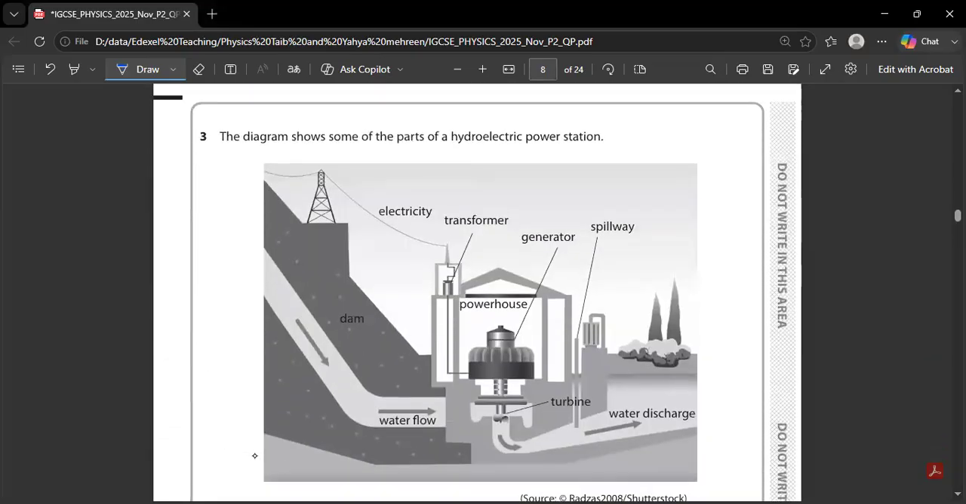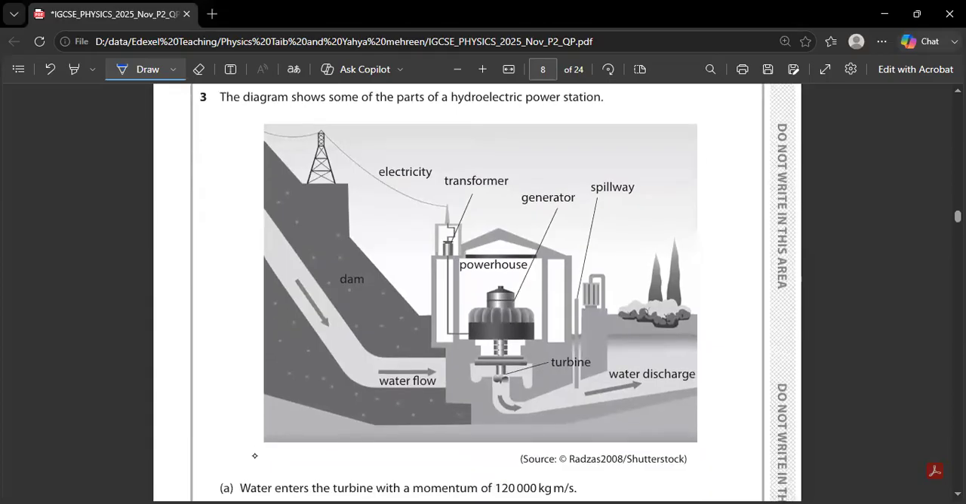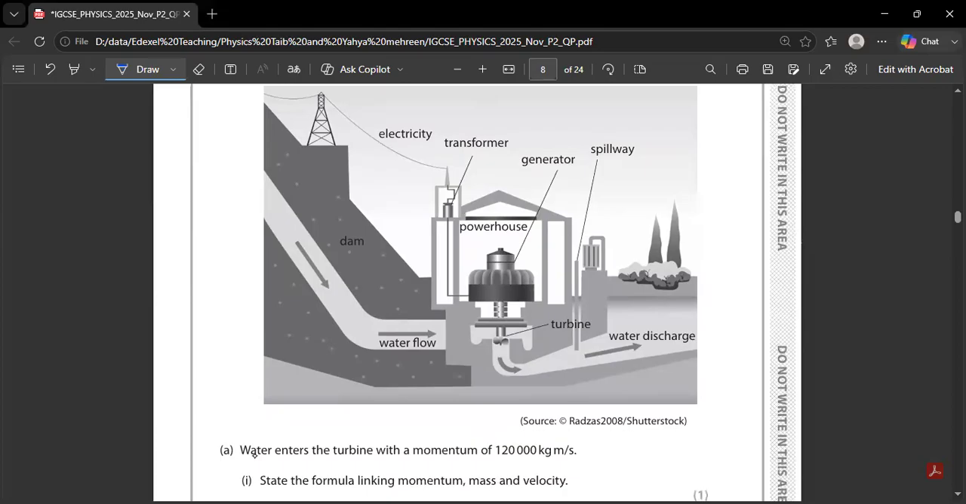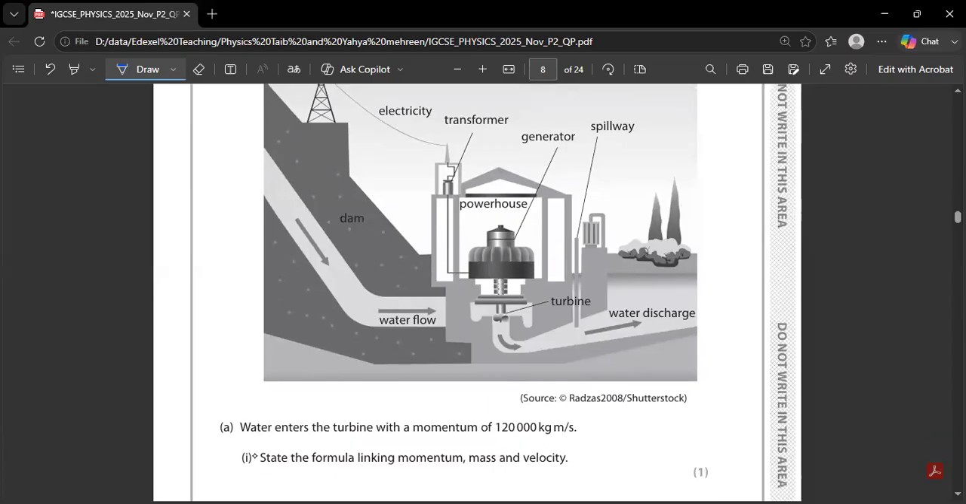Now here we go with question number 3. The diagram shows some of the parts of a hydroelectric power station. All right, there's a powerhouse, there's a turbine, the water discharge is there, water flow, there's a dam, and the turbine works, generates the electricity, and then through the transformer, it goes on to the high tension wire.